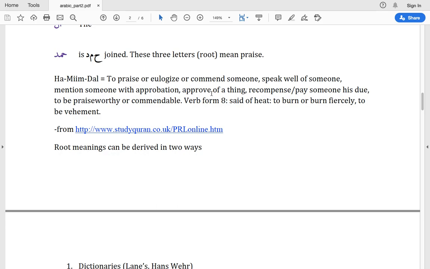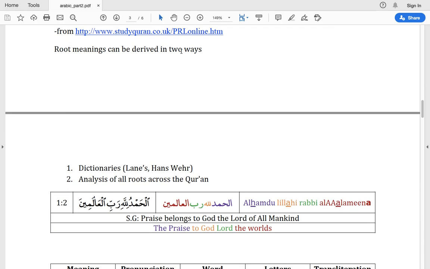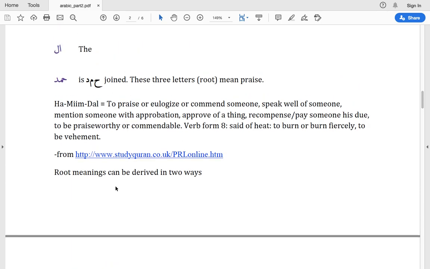Now, coming back here, we have the root meanings, which can be derived in two ways. We have the dictionaries, Lane's lexicon, and Hans Wehr's dictionary is another one that's pretty popular, and then the other method is to analyze all the roots across the Quran. For that, what you would do is look for all words that comprise this root. So you would have alhamd, you would have bihamd, you would have Hamidun, all of which comprise the root Ha Meem Dal. You would pull all these words and look at the context to figure out what that word means.